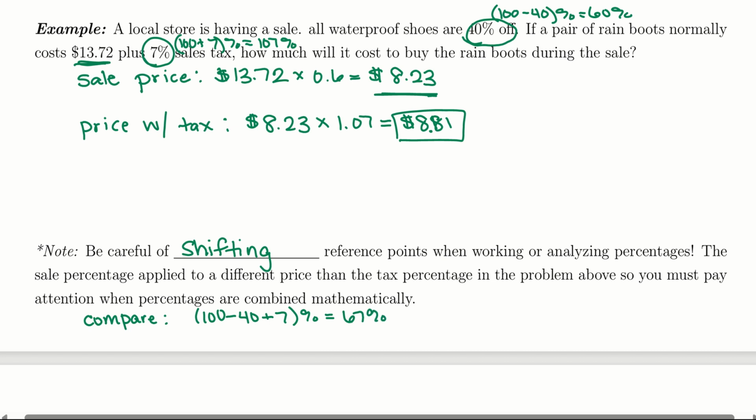of the rain boots. So then if we take the rain boots cost $13.72 times 0.67, or 67% written as a decimal, we get $9.19. So notice that these two values are not equal. Again, that's because the value that we took the discount off of was the original listing price, the $13.72. But the price that we were taxed on was that discount price. So we changed the value that we were taking percentages of in that step.